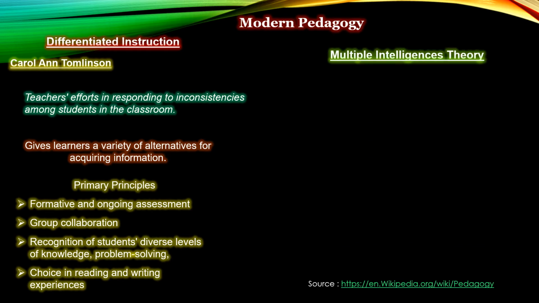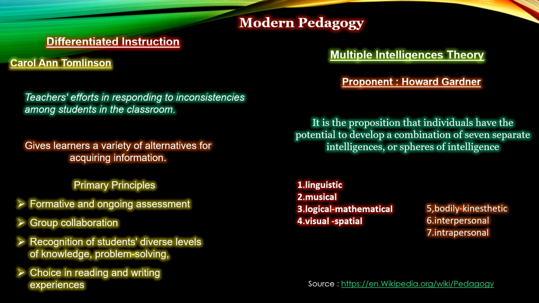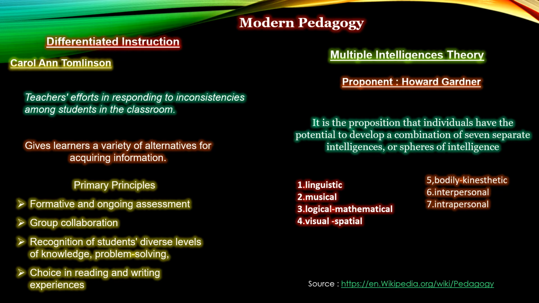Another is multiple intelligences theory, and the proponent is Howard Gardner. It is the proposition that individuals have the potential to develop a combination of separate intelligences or spheres of intelligence. And these are linguistic, musical, logical-mathematical, visual-spatial, bodily-kinesthetic, interpersonal, and intrapersonal.